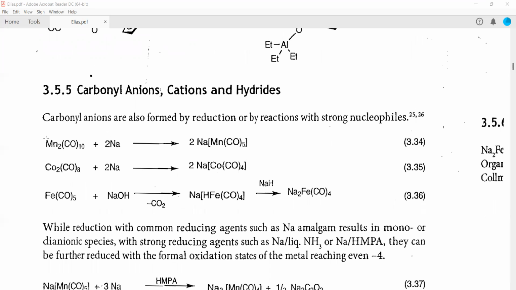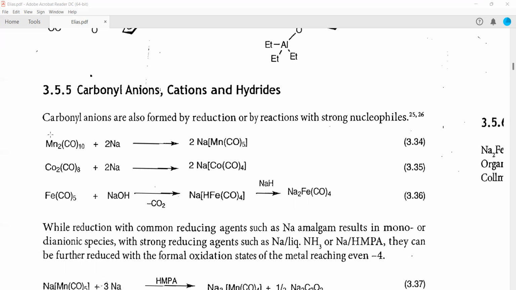Okay, so now in these equations 3.34, 3.35, and 3.36, you're actually activating the metal carbonyl. So you're getting the anionic complex, the corresponding metal carbonylates, and those carbonyl anions are stronger nucleophiles. And they can then take part in further reactions. For example, this manganese carbonyl dimer can react with sodium metal to form this anionic complex, Na manganese carbonyl 5. So this is one example.